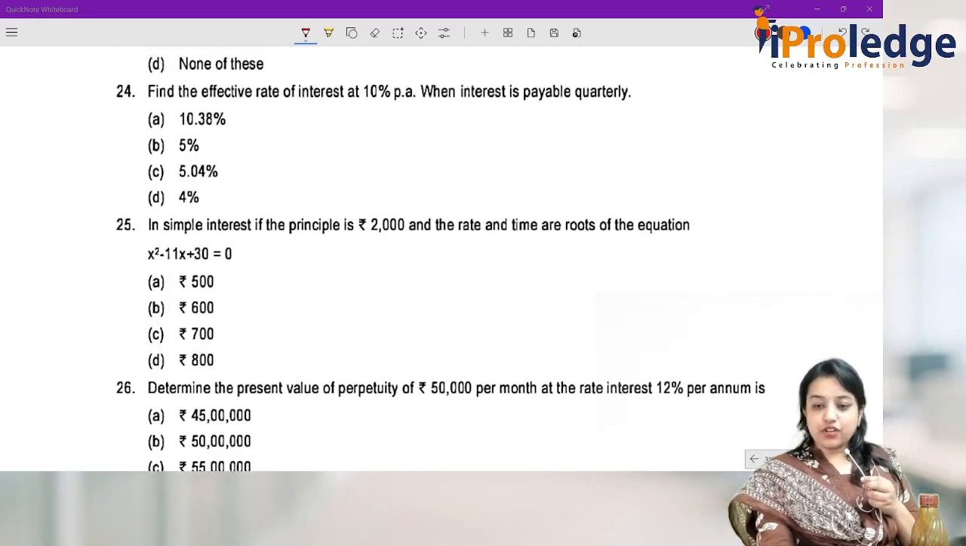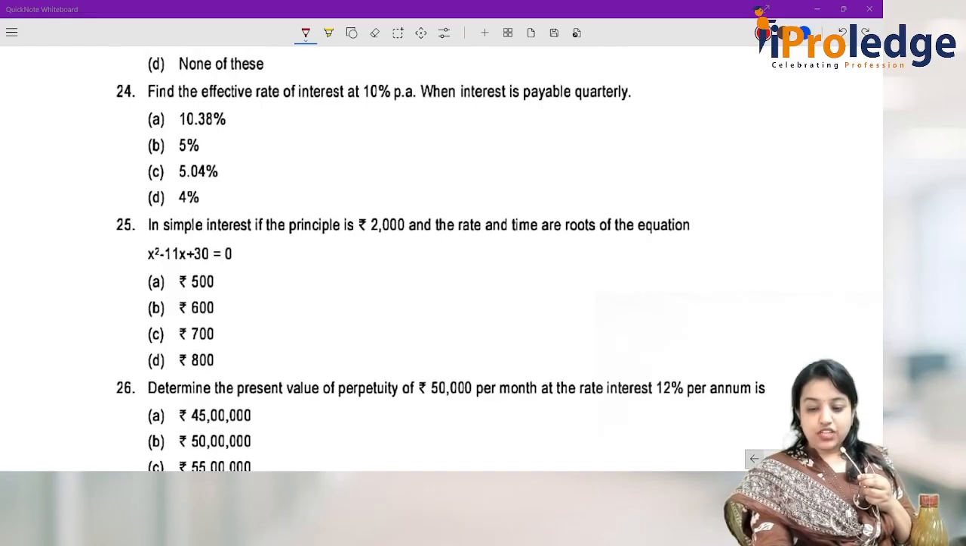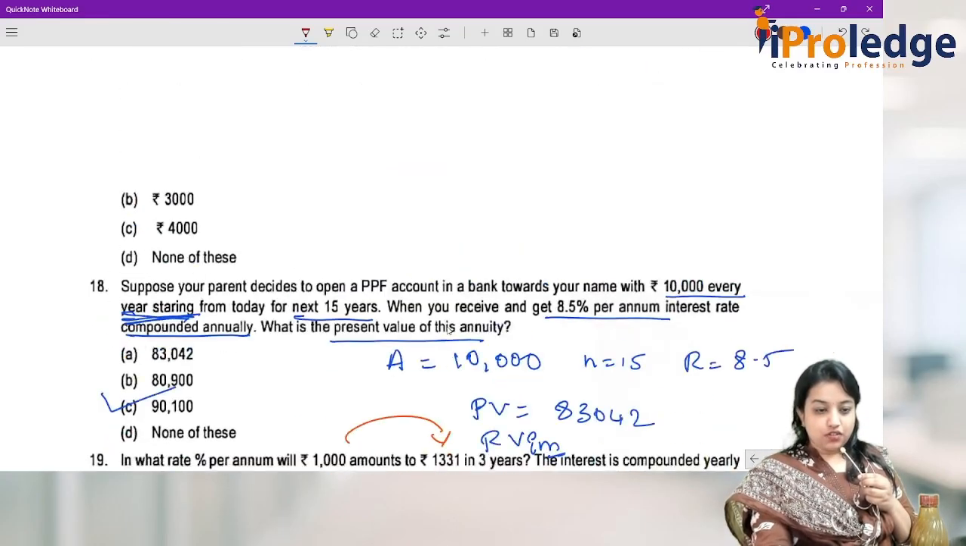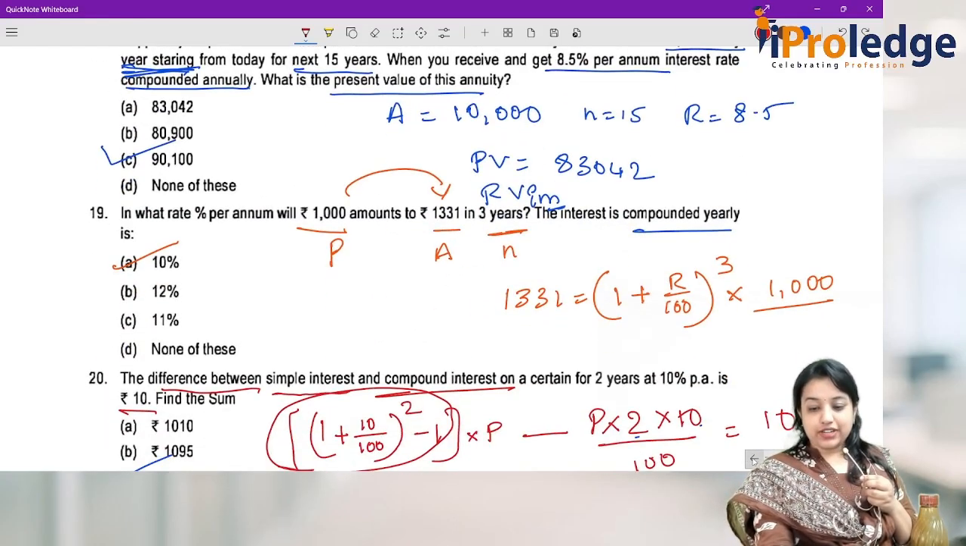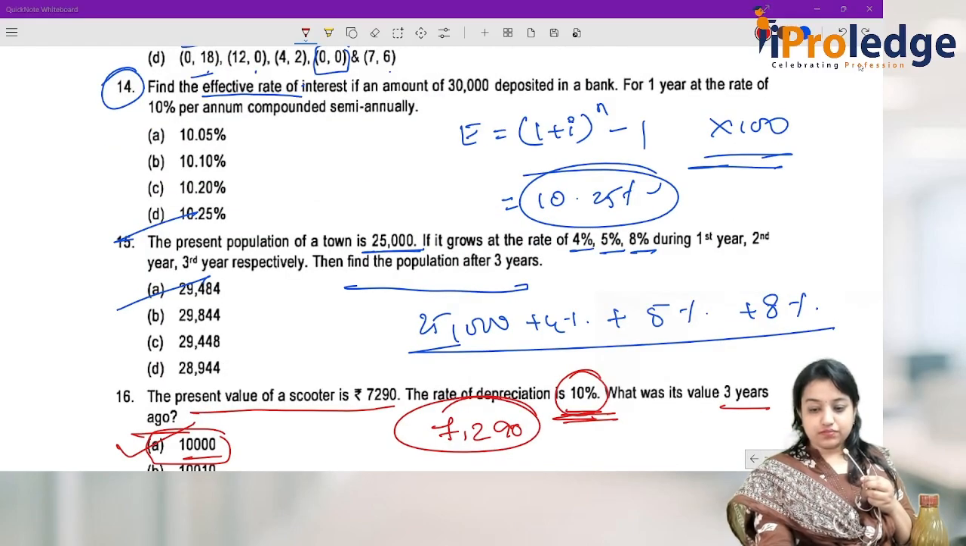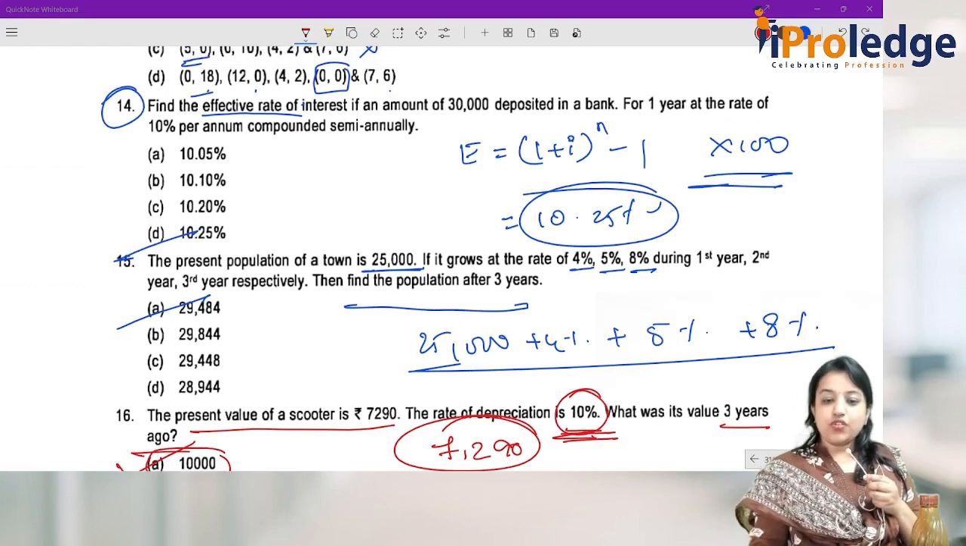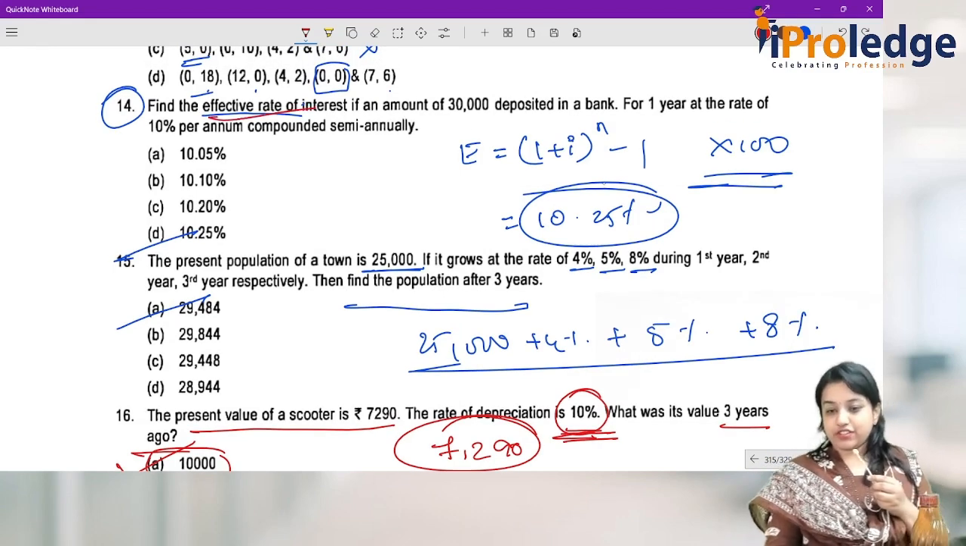Yeah, who asked about the 14th question for online? Varshini. Yeah, look at the 14th, Varshini. You have to find out the effective rate of interest.